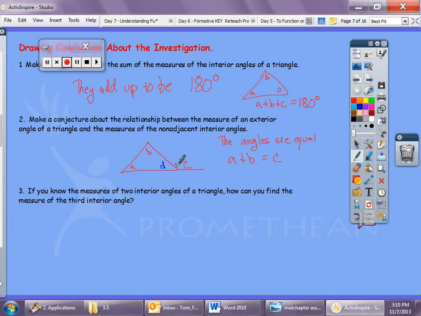If we know the measures of two interior angles of a triangle, how can you find the measure of the third angle? Well, we add the angles together and then subtract from 180.